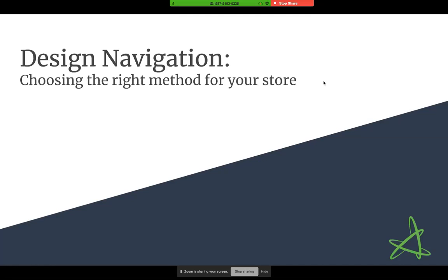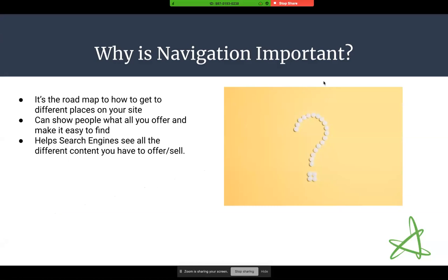CoreCommerce supports three different styles of navigation, and I'll go over those in just a second. The first question I want to answer is, why is navigation important? Like, what's the point of having it on your site? So effectively, it's the roadmap to how to get to different places on your site, right? It's the directions, it's the phone book, it's the Google Maps of your website, if you want to think of it like that. So having a good navigation that's not confusing and easy to view and see definitely will make getting around on your site easier.